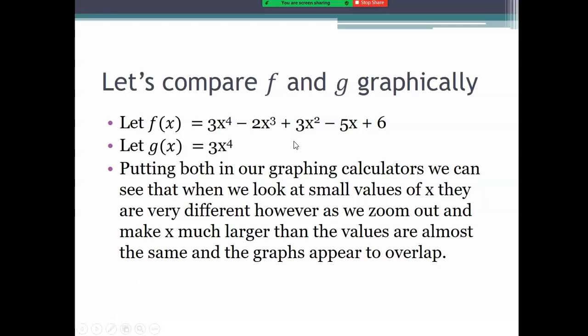So comparing f and g, we have 3x to the fourth minus 2x cubed plus 3x squared minus 5x plus 6. And we have 3x to the fourth. If we put these in our graphing calculators and you zoom out, what you'll notice is that in normal mode, they have a gap. And then as you zoom out, that gap closes. So I can graph them.